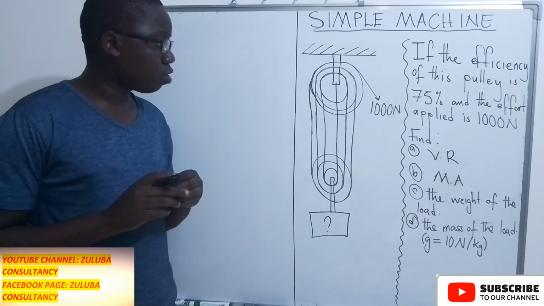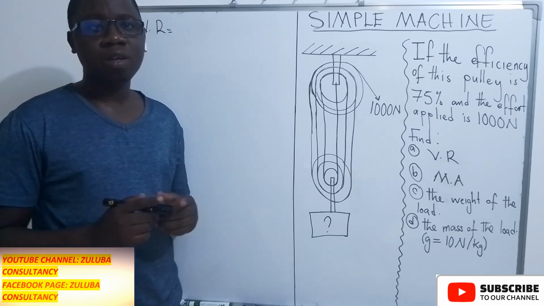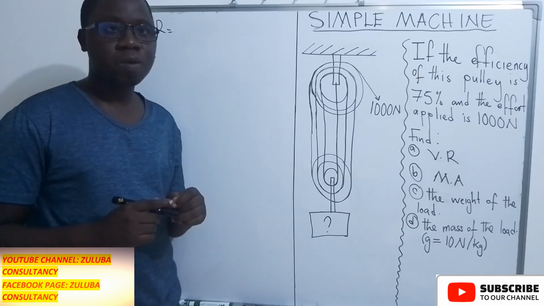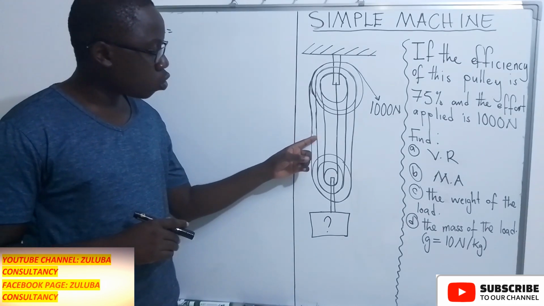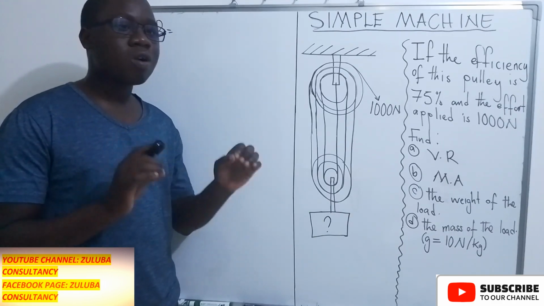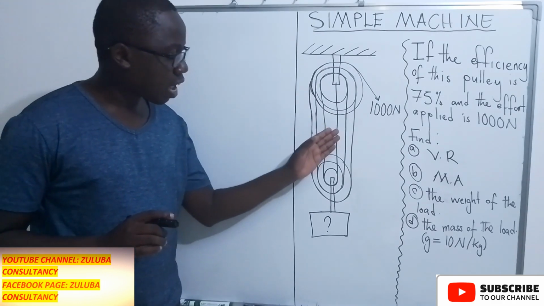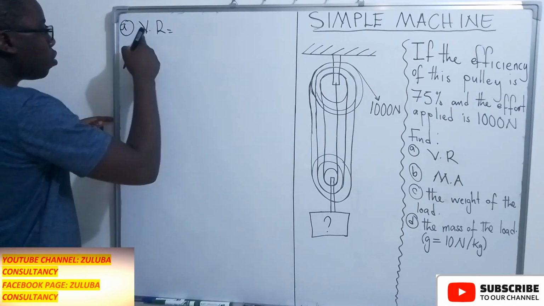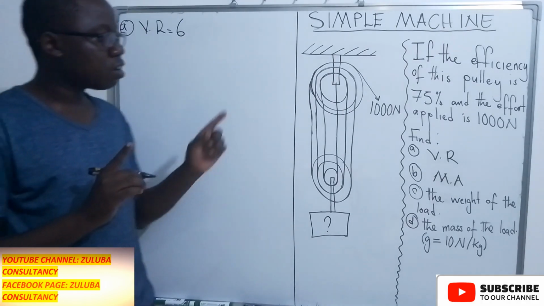Now, for a pulley system, the velocity ratio is found by simply counting the number of lines that are connected to the moving pulley. So in this case, we have 1, 2, 3, 4, 5, 6 lines that are connected to this moving pulley. So because we have 6 lines connected to this moving pulley, we will say the velocity ratio is 6. So this is how we find the velocity ratio.